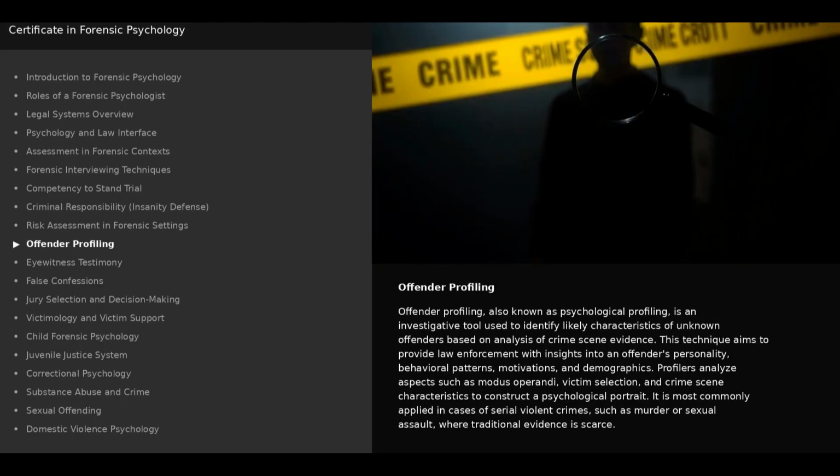Offender profiling. Offender profiling, also known as psychological profiling, is an investigative tool used to identify likely characteristics of unknown offenders based on analysis of crime scene evidence. This technique aims to provide law enforcement with insights into an offender's personality, behavioral patterns, motivations, and demographics. Profilers analyze aspects such as modus operandi, victim selection, and crime scene characteristics to construct a psychological portrait. It is most commonly applied in cases of serial violent crimes, such as murder or sexual assault, where traditional evidence is scarce.